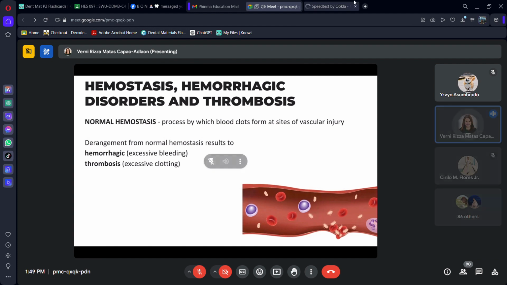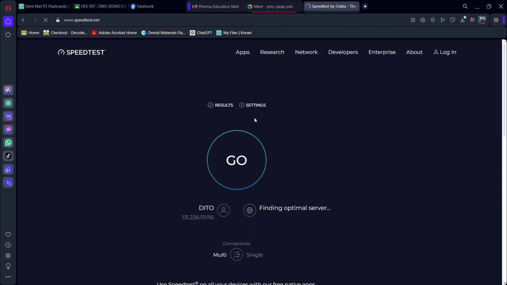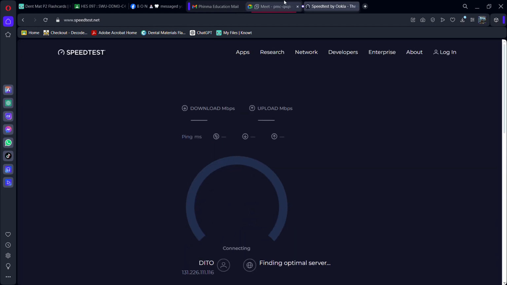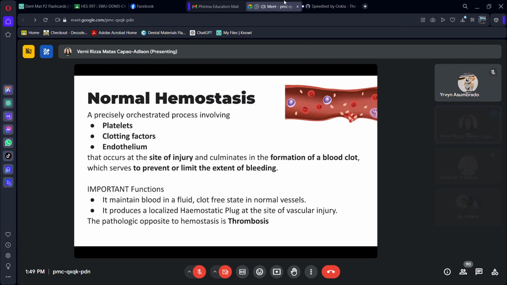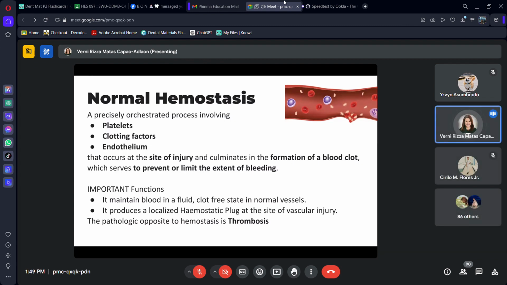So for normal hemostasis, this is a process involving your platelets, your clotting factors, and the endothelium. This will occur at the site of injury, and it will culminate with the formation of a blood clot, which will serve to prevent or limit the extent of your bleeding.